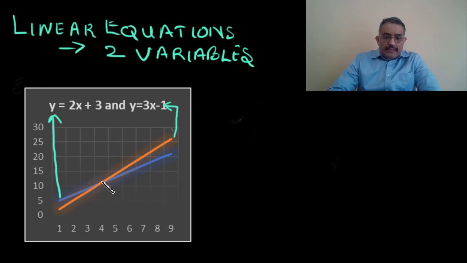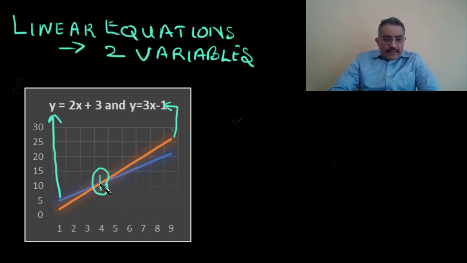Now, what is interesting is this particular point. Why is this interesting? Because on this blue line, every point satisfies the equation y equal to 2x plus 3, and on the orange line, every single point satisfies y equal to 3x minus 1. So when those two lines meet, there is one single point right here that satisfies both these equations. So this one point solves both the equations.